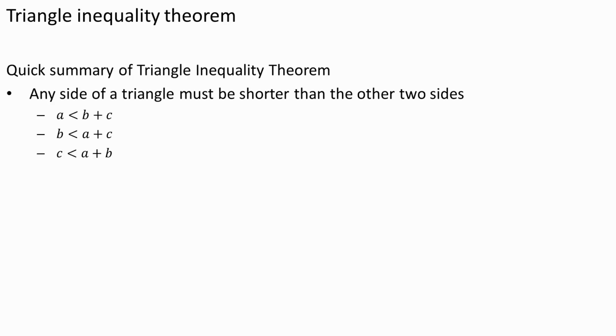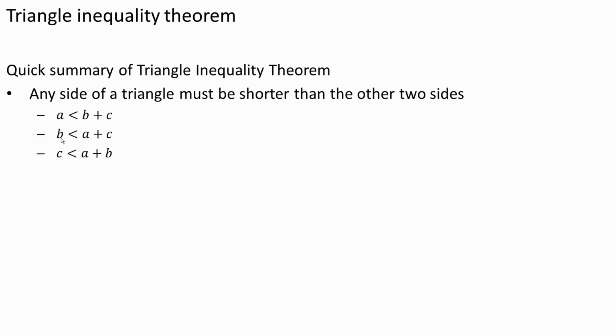In this video, we will go over the triangle inequality theorem, and here's a quick summary. Any side of a triangle must be shorter than the other two sides. For example, if side A is the biggest side of the triangle, A must be less than B plus C, the other two sides.